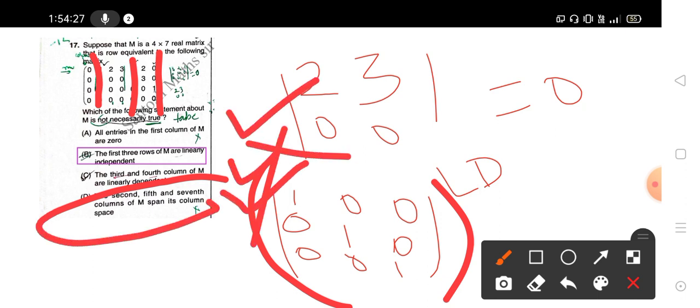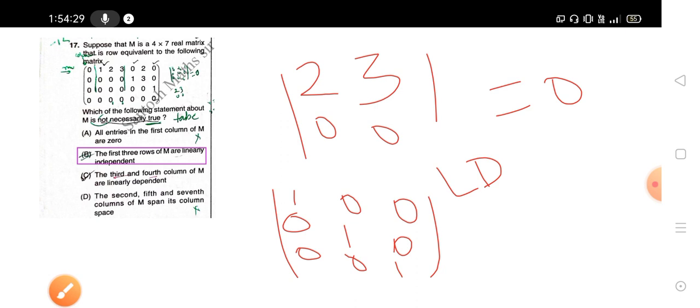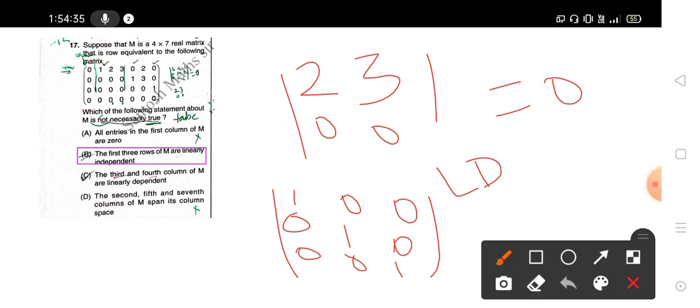One is wrong. That is: the first 3 rows of M are linearly independent. The first 3 rows are actually linearly dependent.